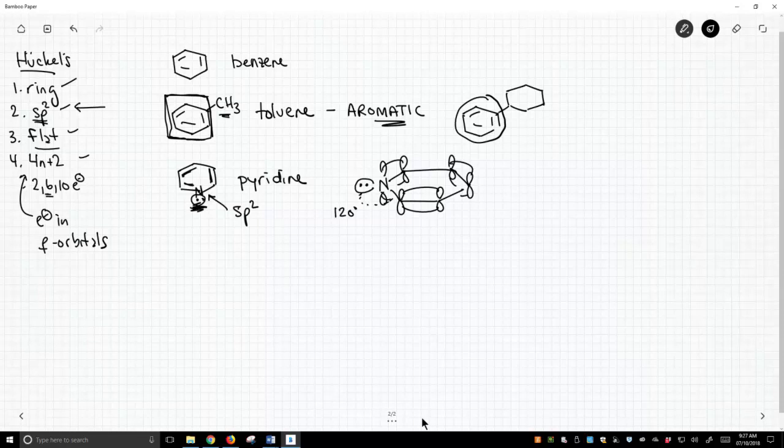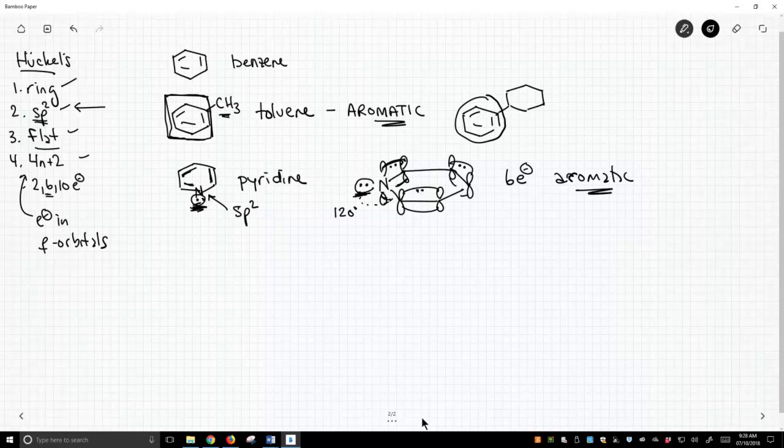But there is a p orbital on this nitrogen, and it lines up with an adjacent carbon p orbital, and that makes a pi bond. Well, once this nitrogen uses its p orbital to make a pi bond, it can't use that p orbital to also hold a lone pair. So that p orbital can only do one thing, make a pi bond or hold a lone pair. We've committed to the pi bond, not the lone pair. Therefore, this is fine. We have 2 electrons in this pi bond, 2 electrons in there, 2 electrons in there. This is 6 electrons. Pyridine is aromatic.